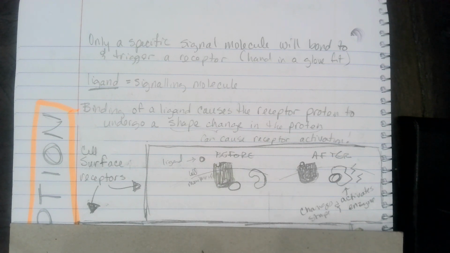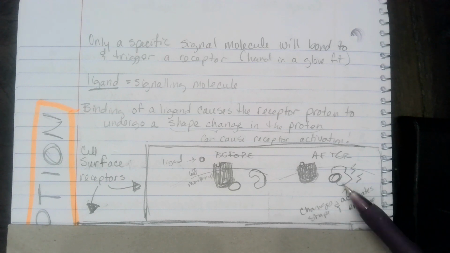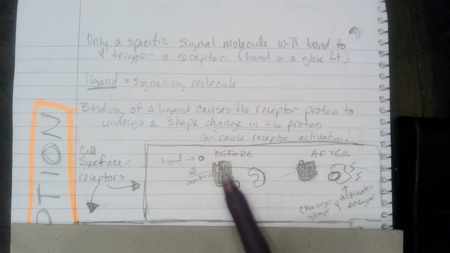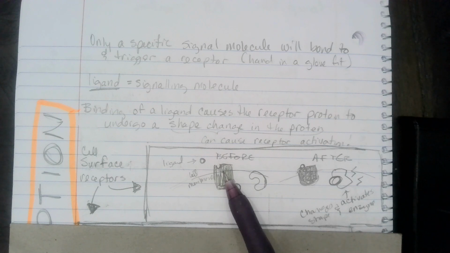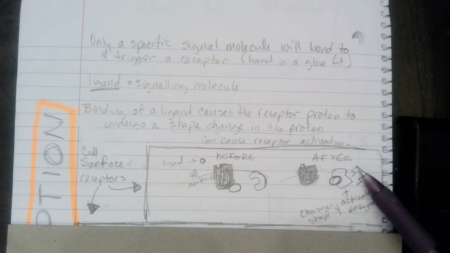Whenever that ligand bonds to the receptor, it causes a change in the shape of the receptor, which causes that molecule to be released and bond over here. It changes shape, and then it activates this enzyme within the cell. That's what my little lightning bolts are for. So it's being activated, and it can now do its job.